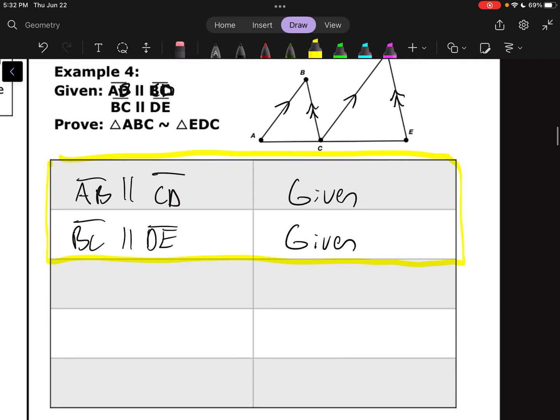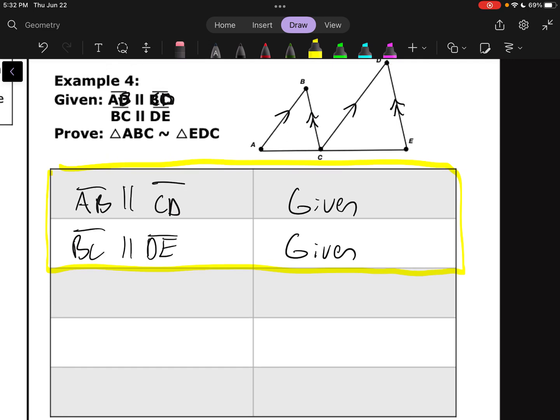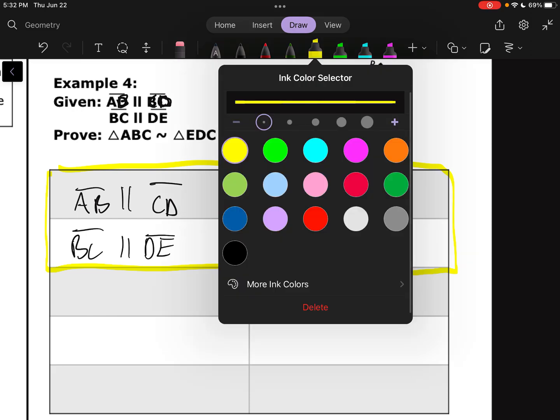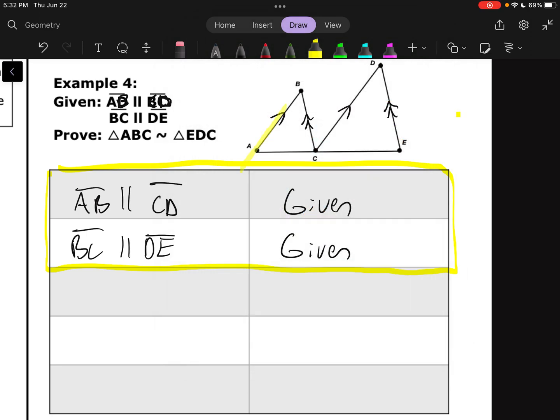Now, we don't have any sides being proportional already, so my mind's immediately thinking, hey, I got no information about the sides. I should be thinking about trying to use AA. What do we need to do here? Well, every time we got parallel lines, I'm thinking about angle pairs.